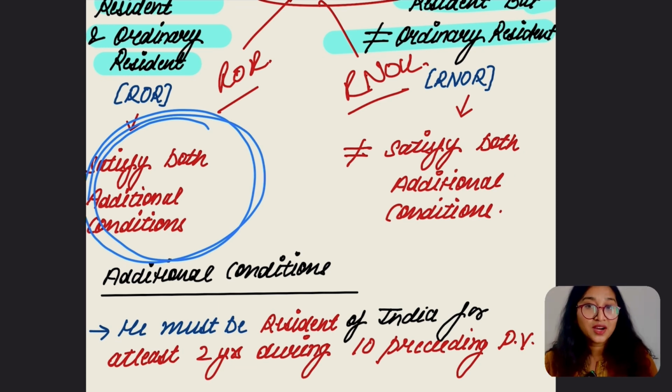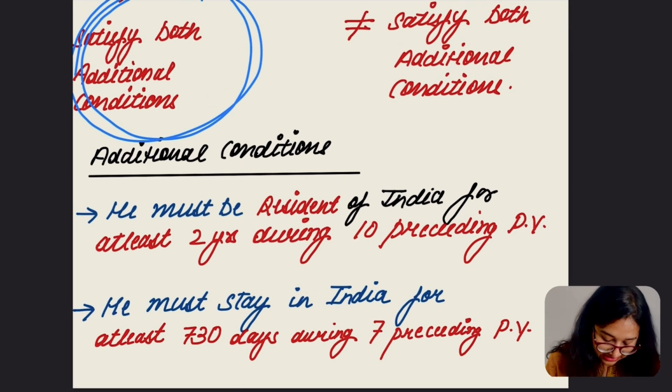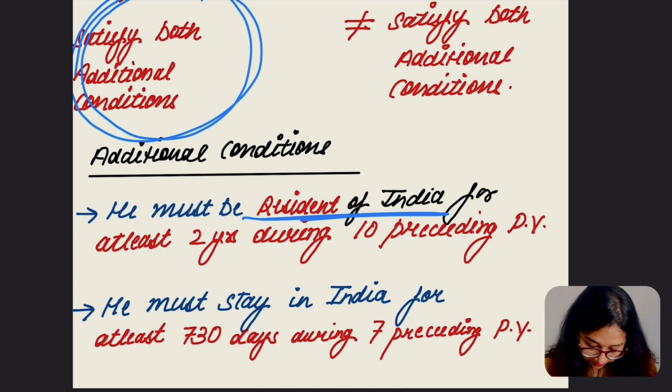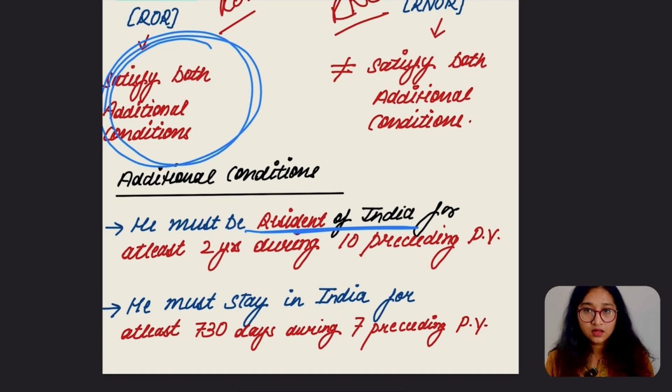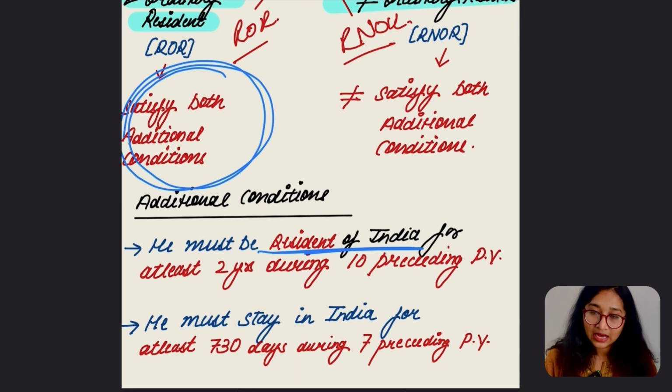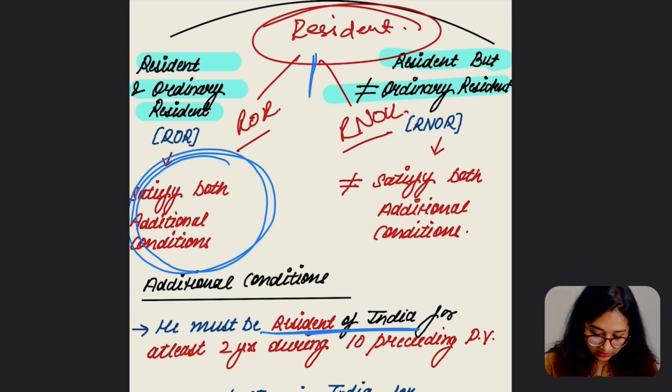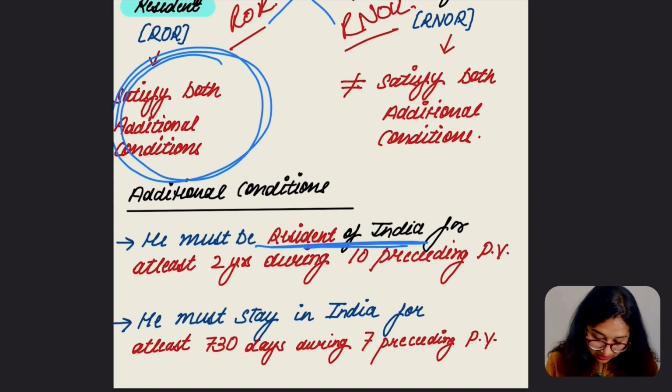But in this case, for ROR, two additional conditions are to be satisfied. And what are these additional conditions? The additional condition says that the person must be a resident of India. Yes, what I said: for these two categories, ROR and RNOR, the person should be a resident. First of all, he has to be a resident, right? What I told you earlier was this. He must be a resident of India for at least, now for how many years? For at least 2 years.